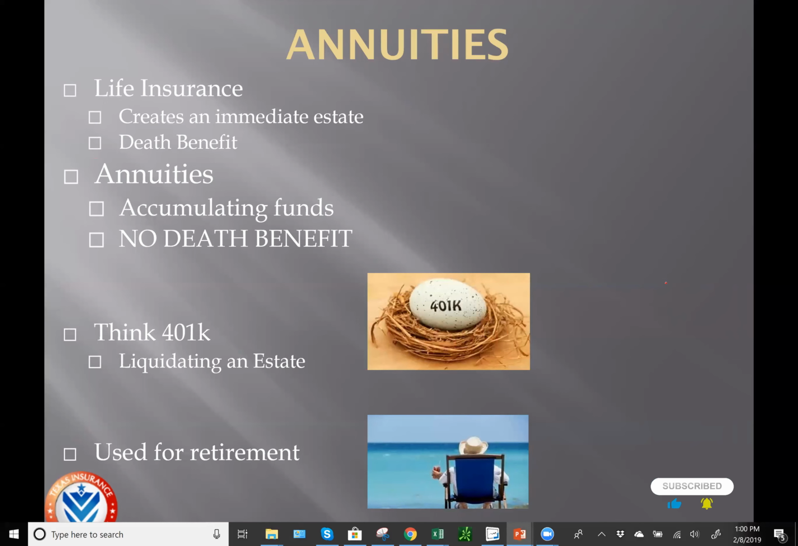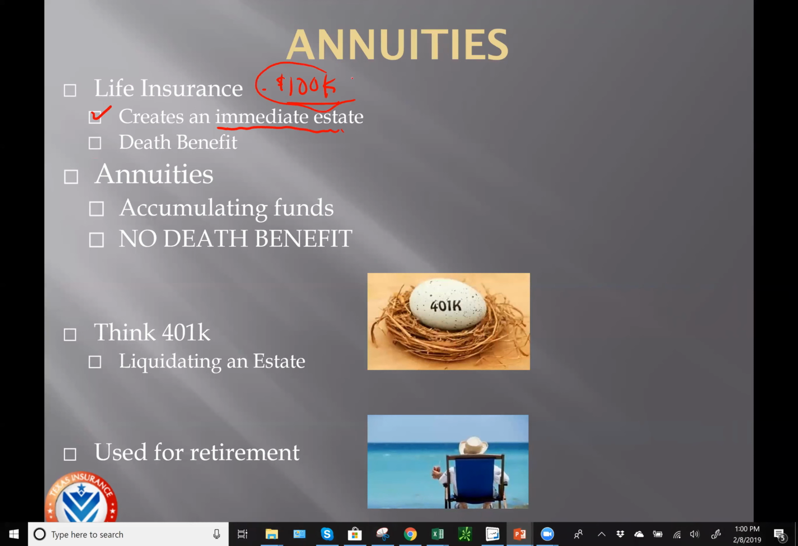First, life insurance is going to create an immediate estate. When you purchase a life insurance policy, let's say, once again, it's a $100,000 death benefit, and if the insured dies the first day of having it, their beneficiary gets $100,000. So life insurance creates an immediate estate. That $100,000 is called the death benefit of the life insurance policy.